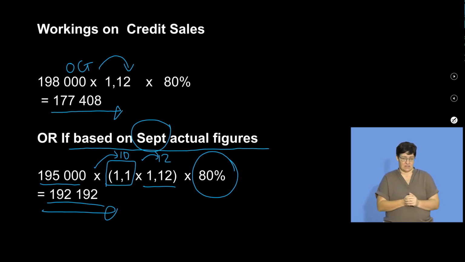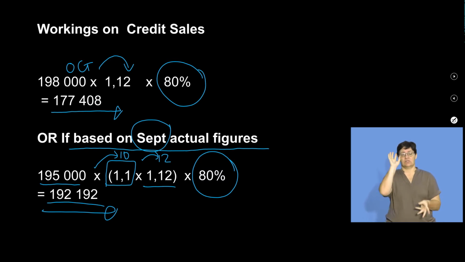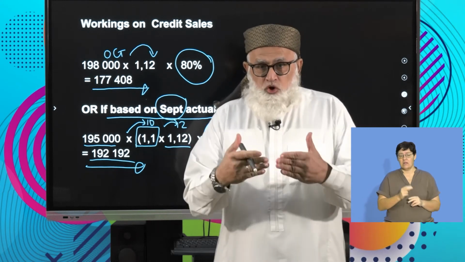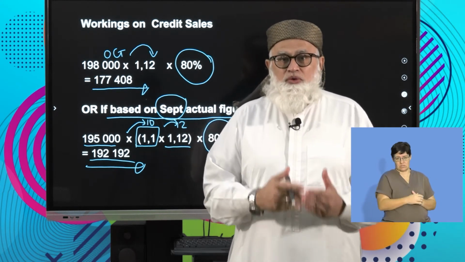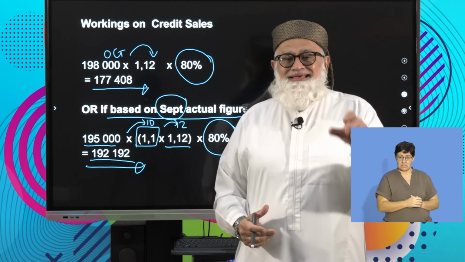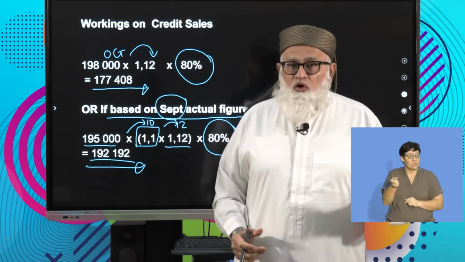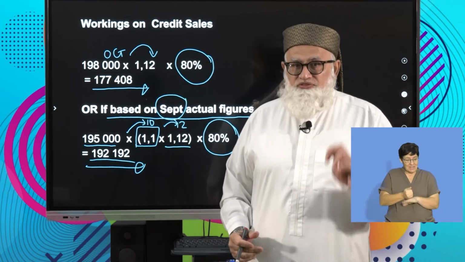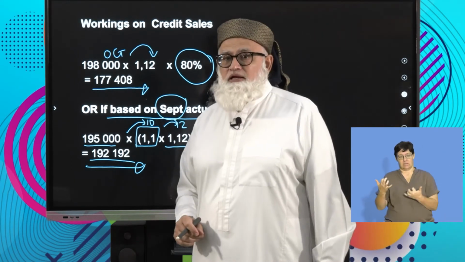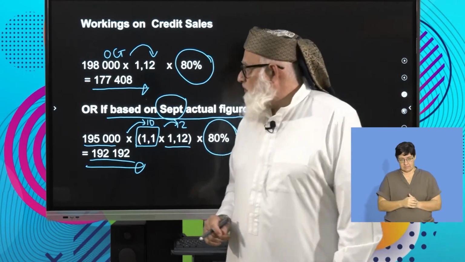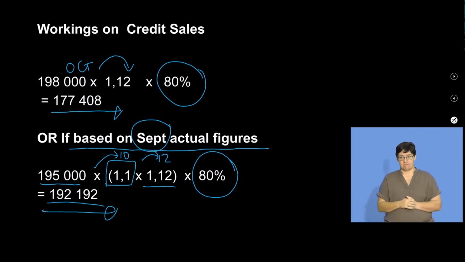Now remember, why are we multiplying by 80%? Because it is expected that credit sales will be 80% of your total sales. So once again, look at the requirement of the question. The question said, calculate your projected credit sale for November. And based on that, this is the calculation that we have to do. Okay, next one.